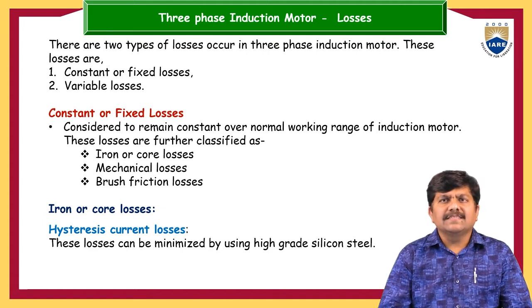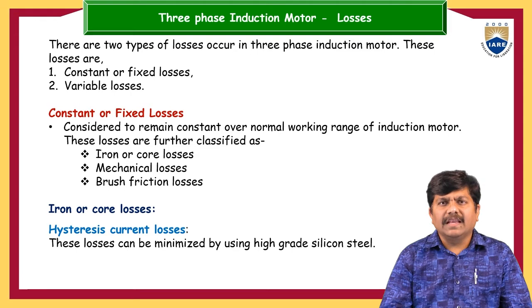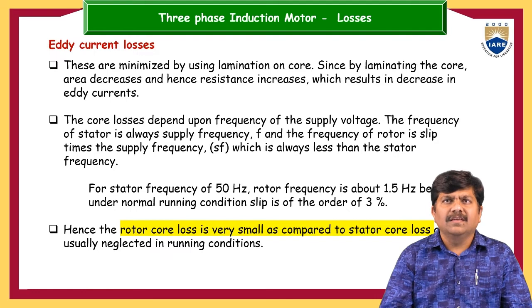Now hysteresis losses can be minimized by using high-grade silicon steel. These losses mainly depend on the thickness, the frequency of operation, the supplied voltage and the magnetic field density. So these are the various parameters that highly influence the core losses. Now eddy current losses are minimized by using lamination of the core.